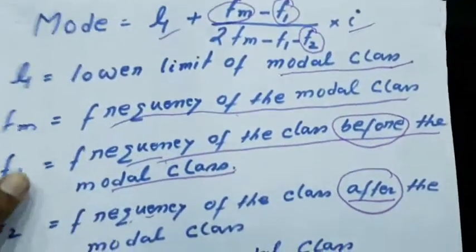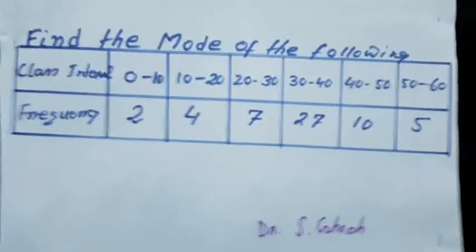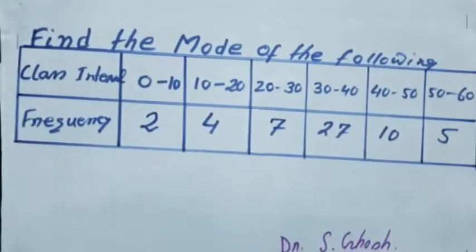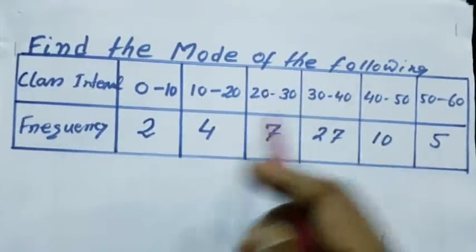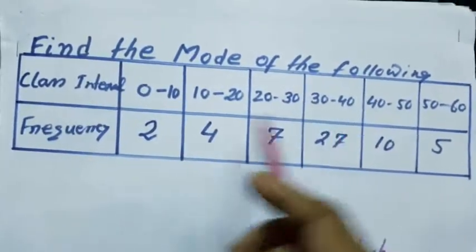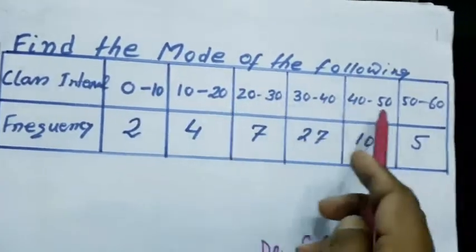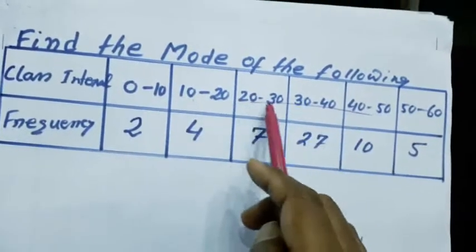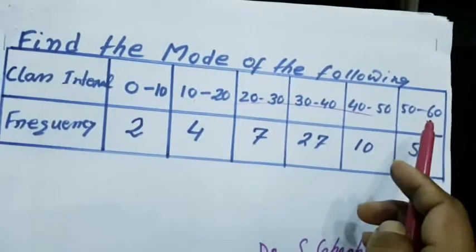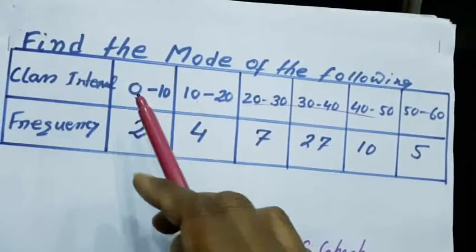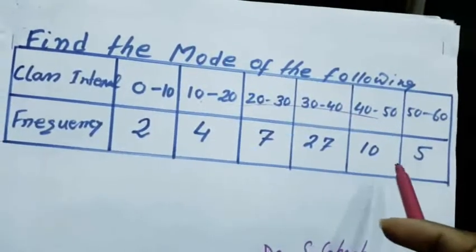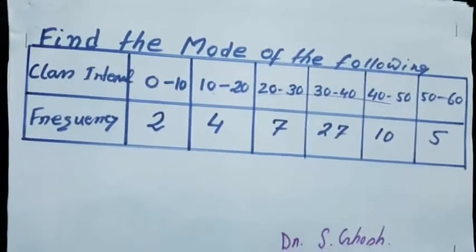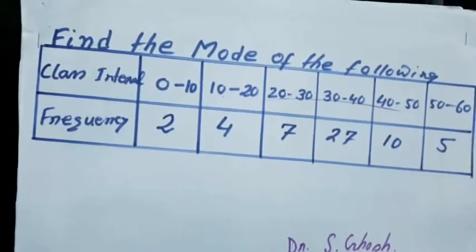Suppose we have this problem: find the mode of the following. We have to find the mode. This is a continuous series: 0 to 10, 10 to 20, 20 to 30, 30 to 40, 40 to 50, 50 to 60. And all the different class intervals have different frequencies. Now we will see how to solve this problem, or how to get the mode.